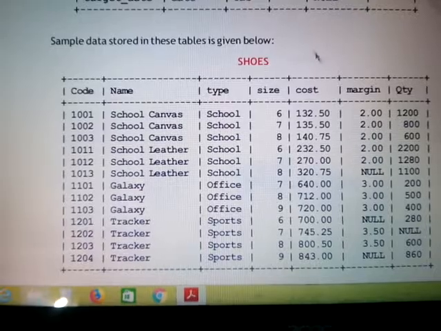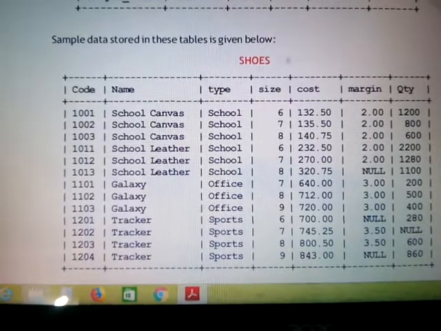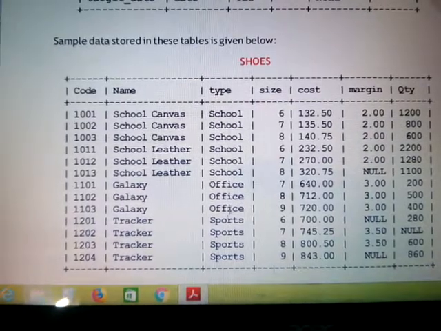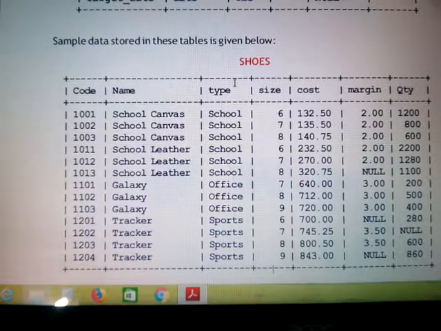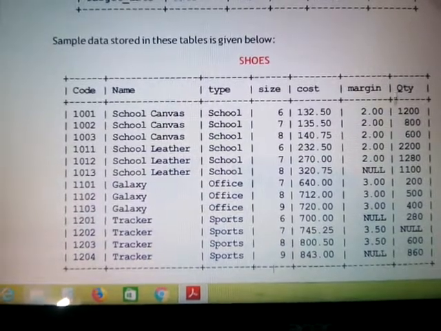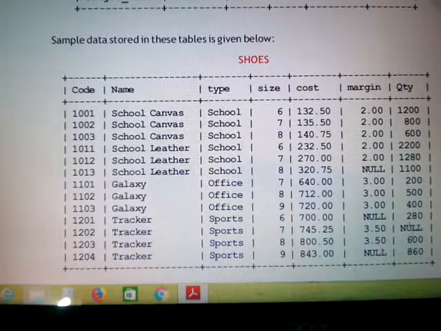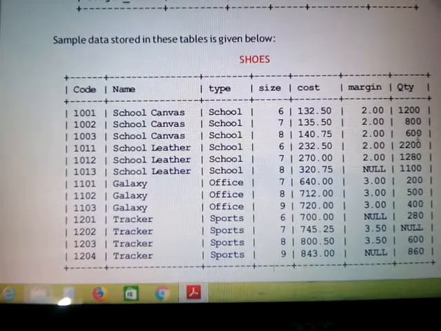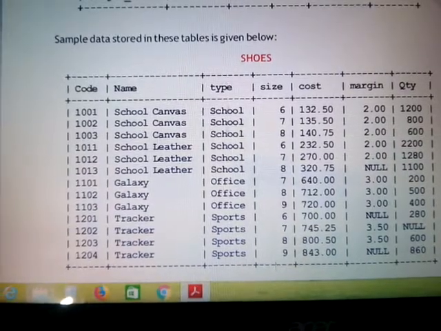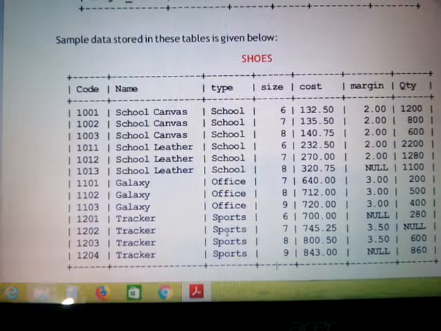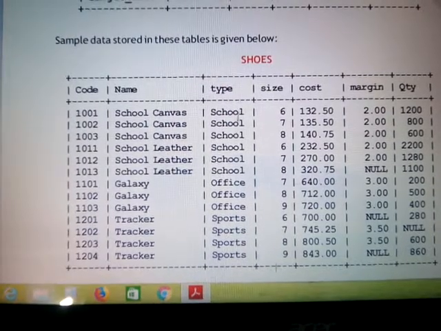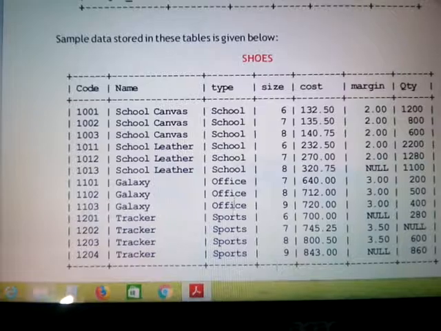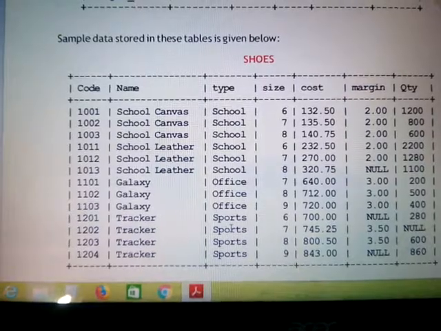So let us see, this shoes table is here. In this shoes table we have this column which is type, right? And there we have even written sum of the quantity. So quantity is here, directly the summation we will be seeing in the output. And the type is here. You can find three types given. The very first is school, next is office type, and then the last one is sports type, right?